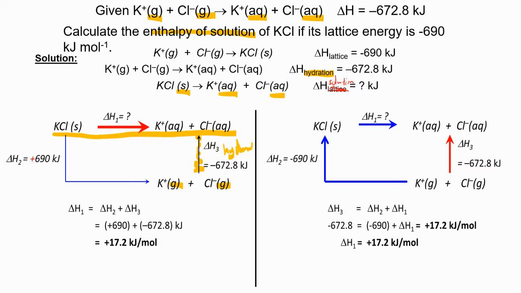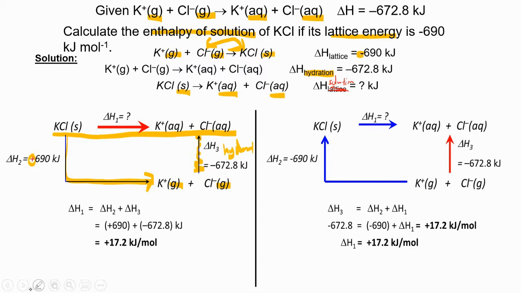So this is the enthalpy of hydration. Now, we have another one that is given: lattice energy. Lattice energy is from gaseous ions to solid, and the given value is negative. However, if you want to go from solid to gaseous ions, you have changed the equation, so you need to change the sign.